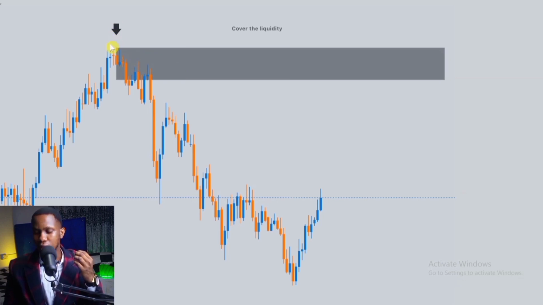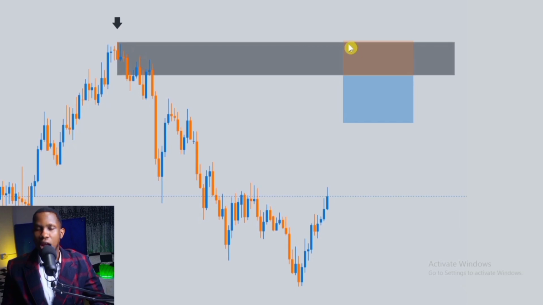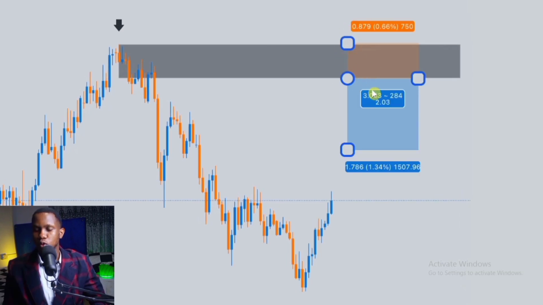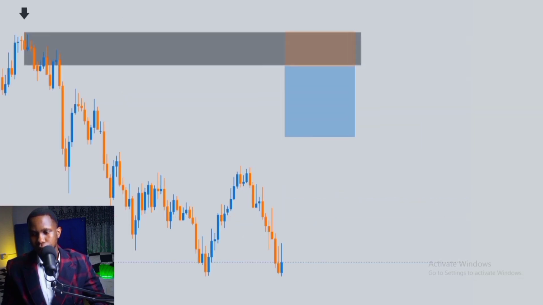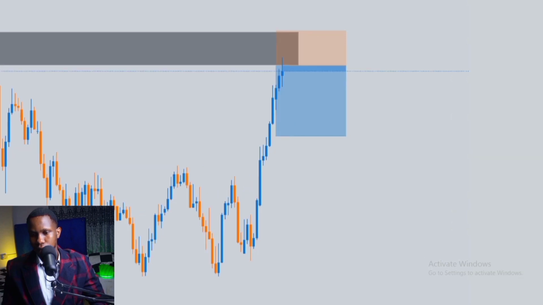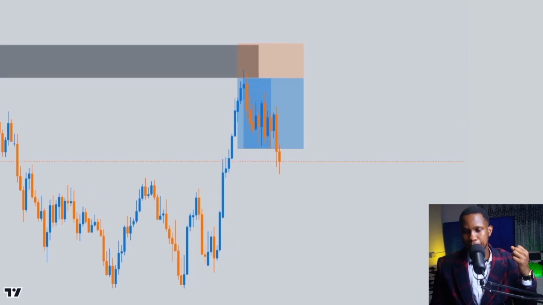So when next you have something like this, you mark out this liquidity above here, cover it completely, and you put your entry here and your stop loss above that level, and let's target a 1:2 ratio and see how the trade unravels. Okay, we are in the trade now. Okay, and that is a full take profit for us, guys.